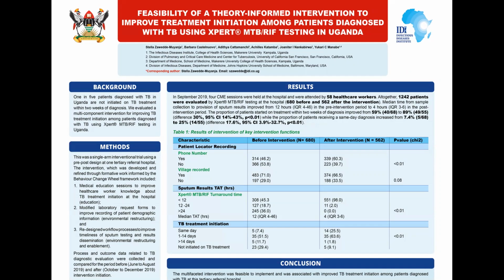The intervention was developed and refined through formative work informed by the behavior change wheel and the COMB model. The main intervention functions included education, environmental restructuring, and enablement. For education, we carried out CMEs at the hospital to improve healthcare worker knowledge about the magnitude of pre-treatment loss to follow-up at their hospital.